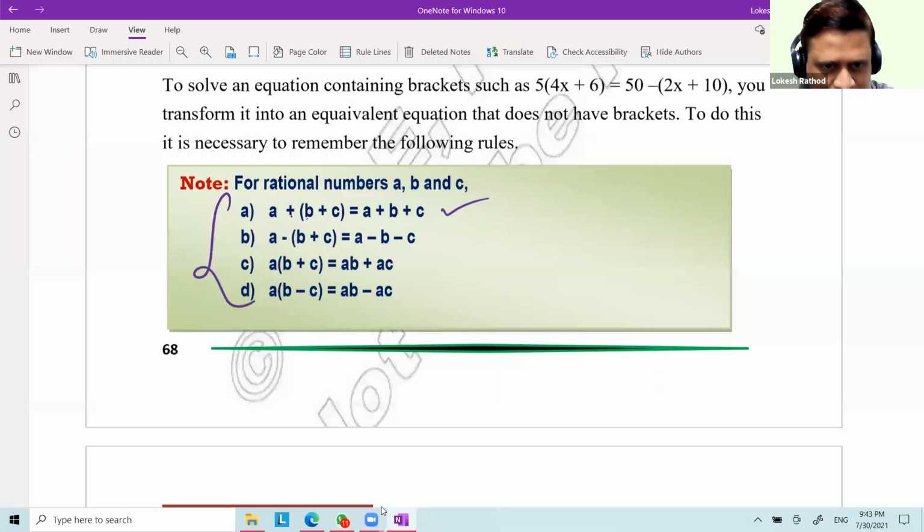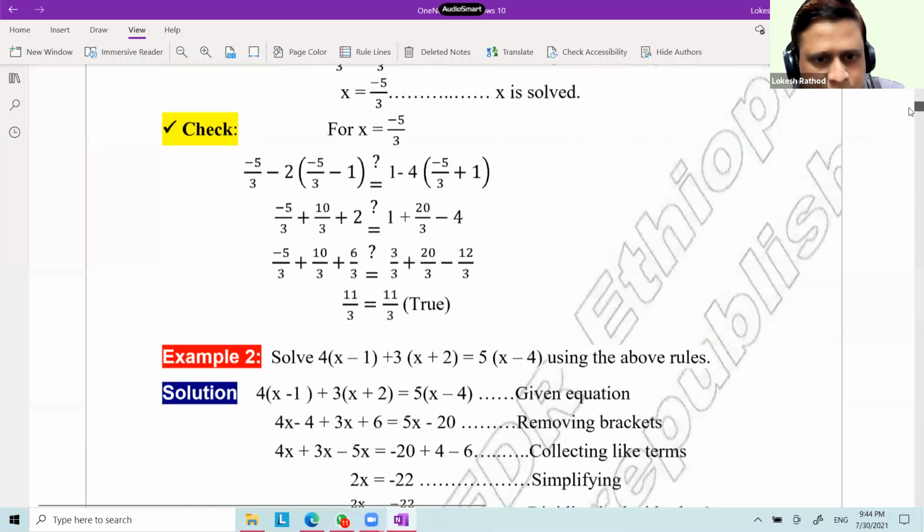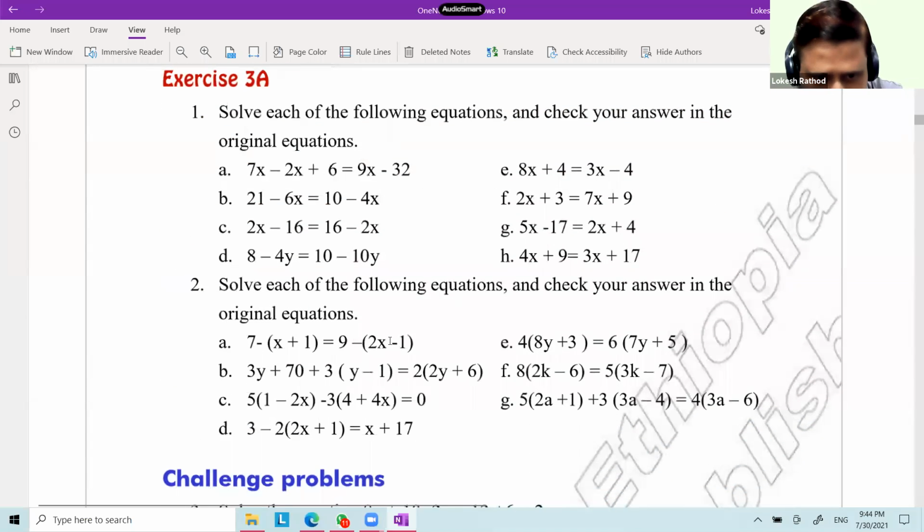If the sign outside the bracket is negative, when we open the bracket, all the time the inside of the bracket changes sign. So B was positive, now B becomes negative. C was positive, C becomes negative. And there's the distributive property: we multiply A into B plus C, so it becomes AB plus AC. Same way for subtraction. So we will solve some questions so it will be clear. Let's do a few of the questions from this.